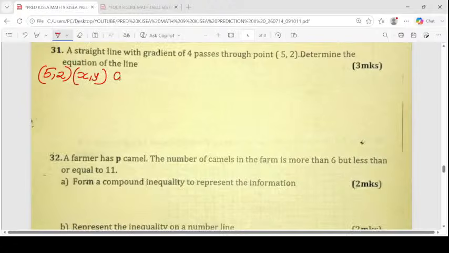xy with my gradient, which is equal to 4. I can now form the equation. I'll say y minus 2 over x minus 5 is equivalent to 4 over 1. What we do here, we cross multiply.